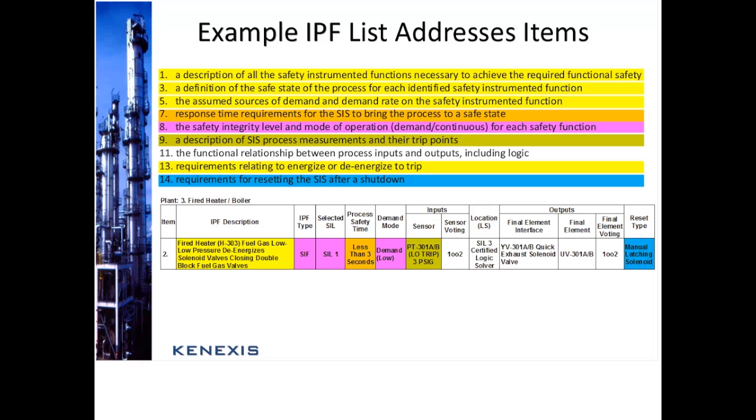Number 13, requirements related to energize or de-energize to trip. Again, in the IPF description, low pressure de-energizes solenoid valves closing double block fuel gas valves. And number 14, requirements for resetting the SIS after a shutdown. The reset type is a manual latching solenoid. So this IPF list addresses a good portion of the requirements of those 27 different items.